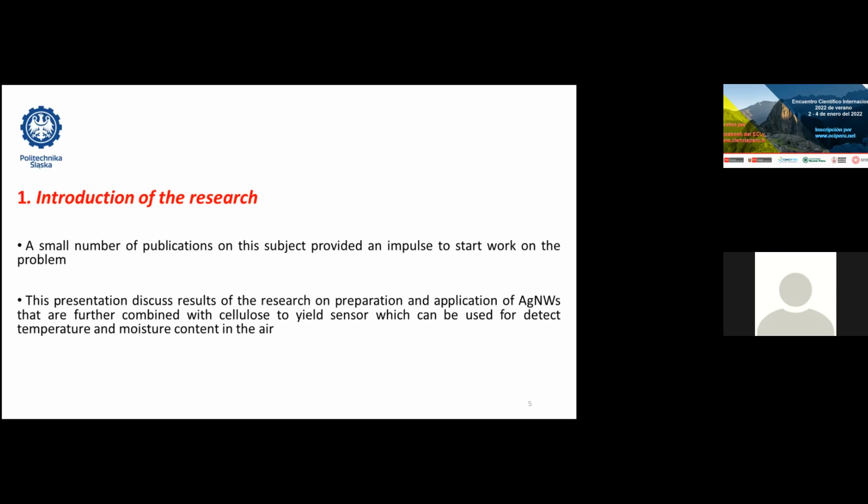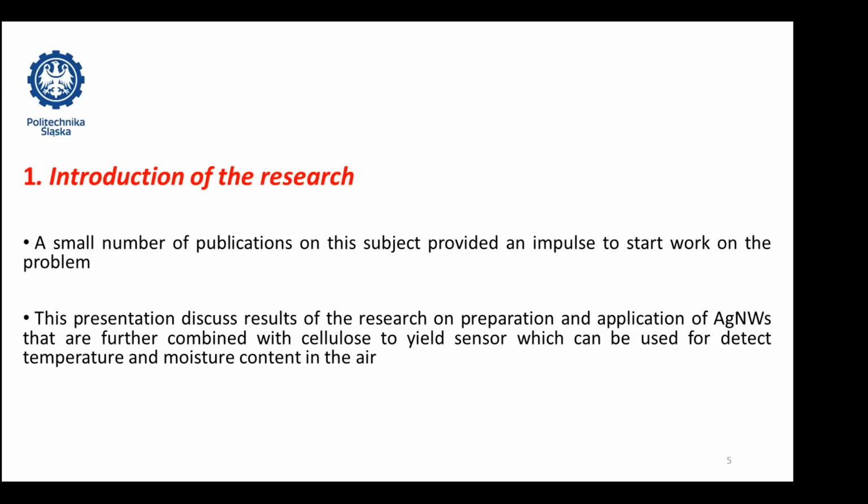And in this presentation, I'll be discussing the preparation of silver nanowires. And once these silver nanowires have been successfully synthesized, they were combined with the cellulose to yield a fabric sensor, which is used to detect moisture and temperature in the air.